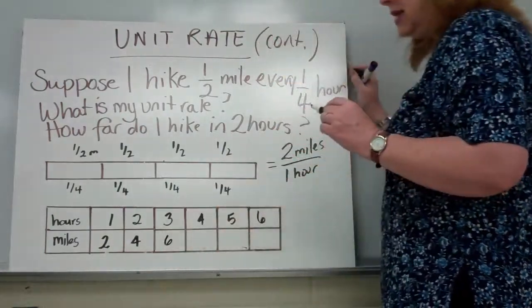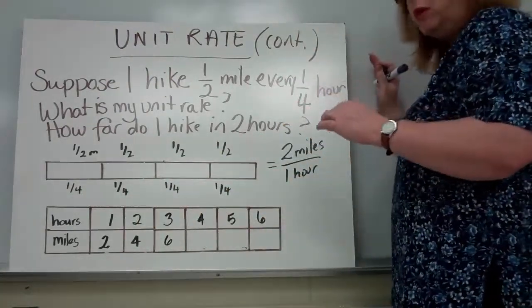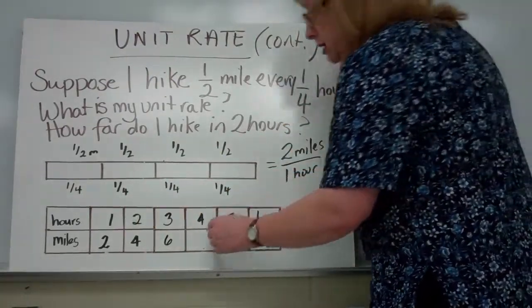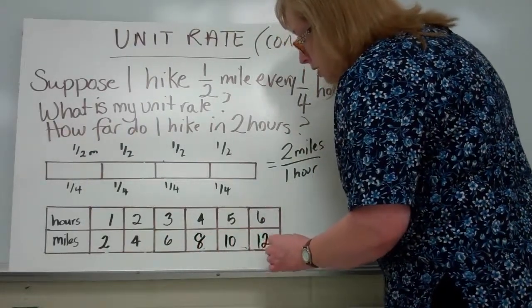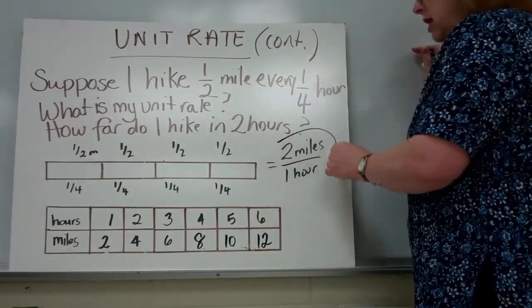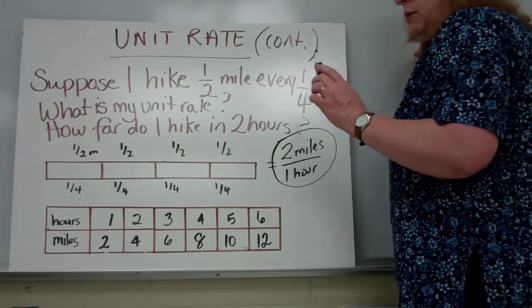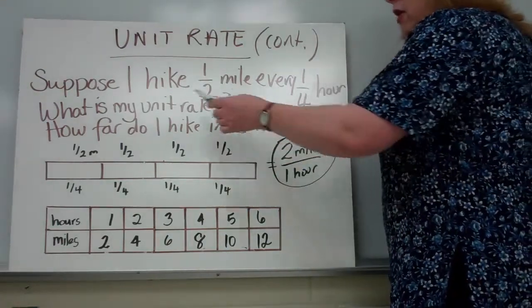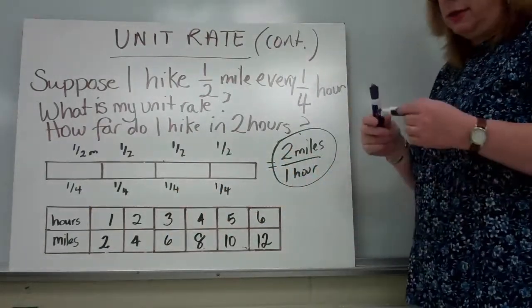And now we can see that our miles, if we take our hours, we multiply by 2, our unit rate, and get how many miles we've gone. So the answer to my question, what is my unit rate? My unit rate is 2 miles per hour. And my table shows me how far I hike in 2 hours. That will be 4 miles.